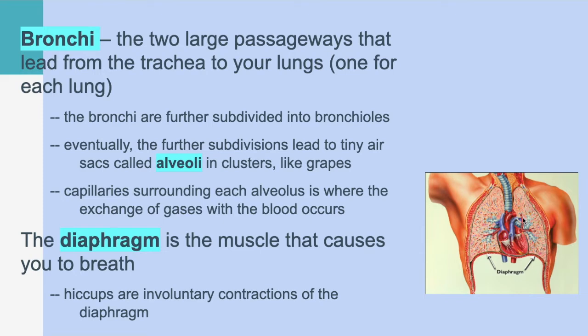Your bronchi are two large passageways that lead from the trachea to your lungs. You have one bronchus for each lung. The bronchi are further subdivided into bronchioles. And then the bronchioles lead to tiny air sacs called alveoli, which are clustered together like grapes. And then the capillaries surrounding each alveolus are where the exchange of gases with the blood occurs. So this is where your respiratory and your circulatory systems meet, at the capillaries.